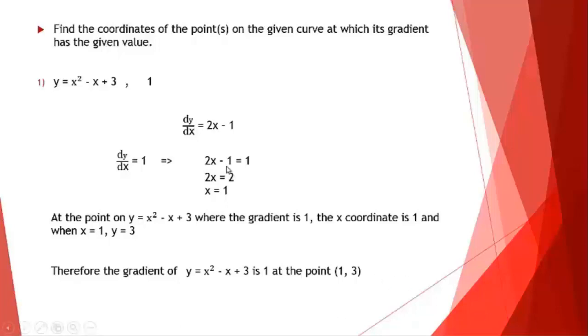And by bringing the 1 on this side, on the other side, we get 2x equals 2. And by dividing both the sides by 2, we get x equals 1. So at the point on y equals x squared take away x plus 3, where the gradient is 1, the x coordinate is 1, and when x equals 1, y equals 3. So we got y equals 3 because we substituted x equals 1 in the equation y equals x squared take away x plus 3. So if you substitute 1, you get 1 squared take away 1 plus 3, which equals 3. Therefore, the gradient of y equals x squared take away x plus 3 is 1 at the point 1, 3.